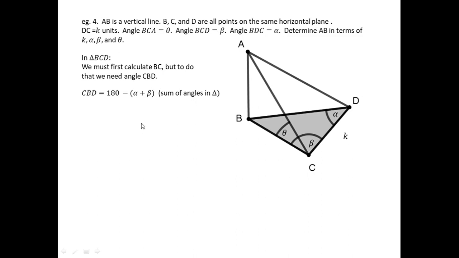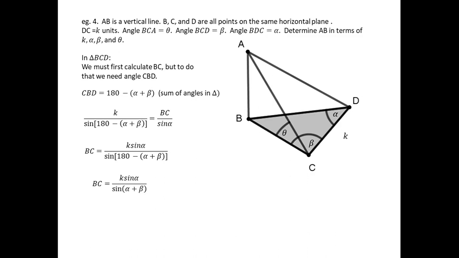Now that I know that, we can use the sine rule to work out the length of BC. So K over the sine of angle B, that's that, will be equal to BC over the sine of angle alpha. That's that. Now, it looks all rather confusing because of the variables, but it's no different from what we've been doing previously. If I rearrange that to get BC by itself, we get that. So BC is equal to K sine alpha over the sine of 180 minus alpha plus beta.